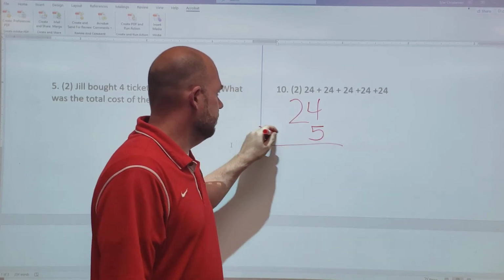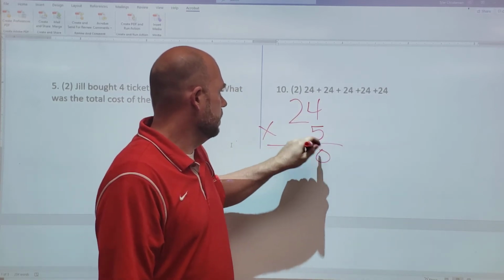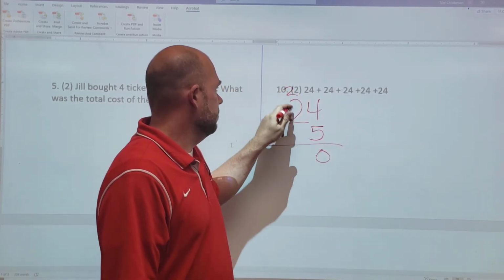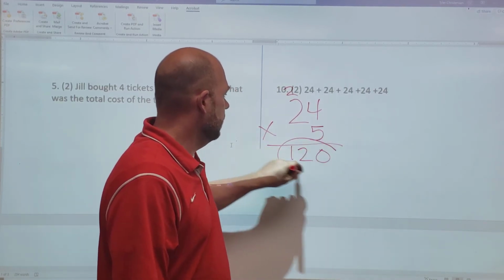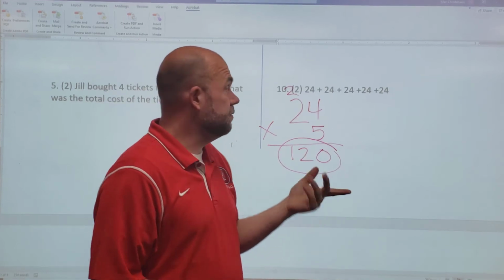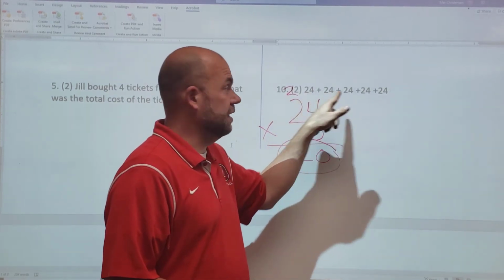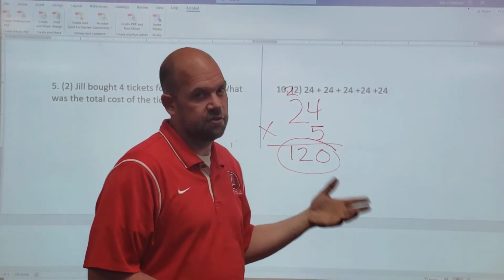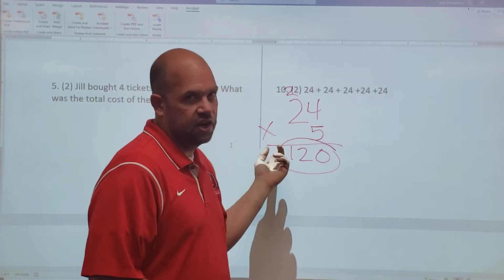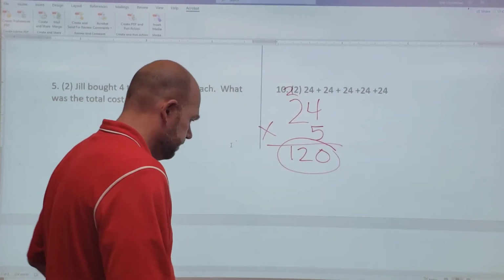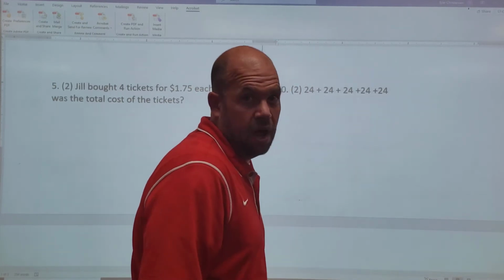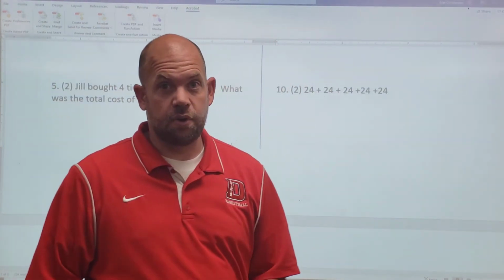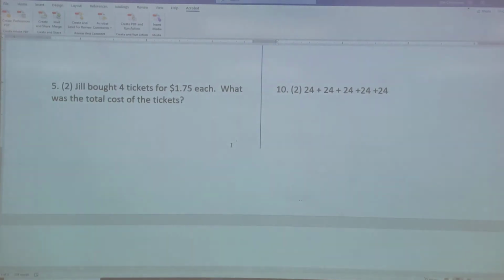24 times 5. 5 times 4 is 20. 5 times 2 is 10, plus 2 is 12. 120 would be our answer. And you'll see if you want to check your work, you can go ahead and line those up in a column, 24 plus 24 on down, and you're going to get the same answer. Okay? So that's our first 10 problems. Let's go ahead and continue on and get the next 11 to 20.